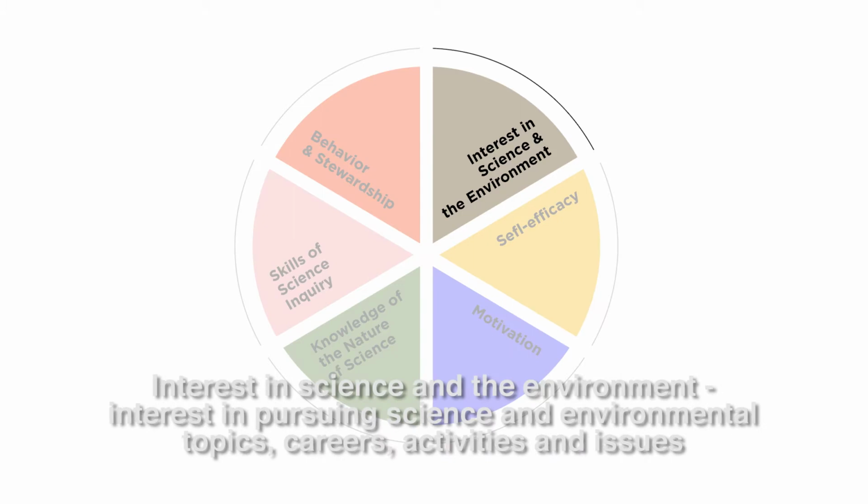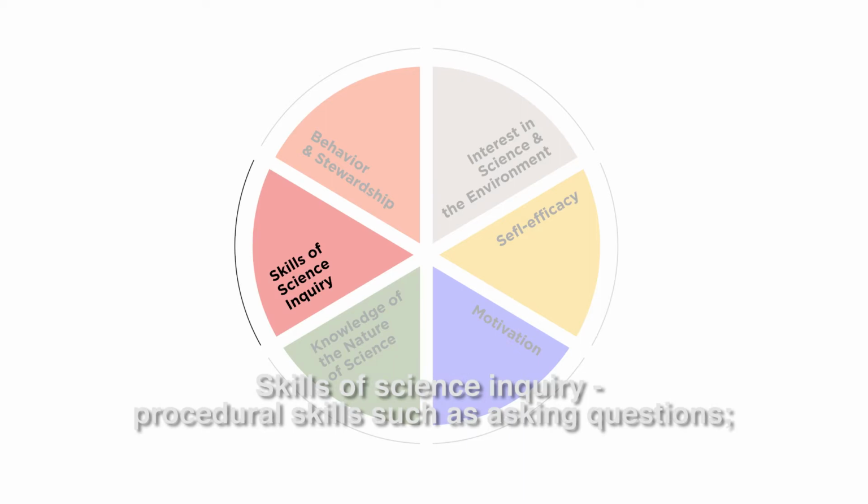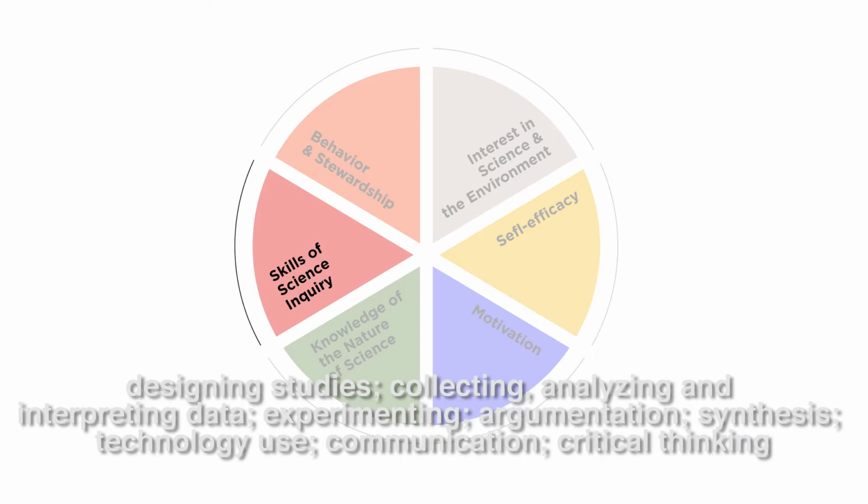Interest in science and the environment. This is the interest in pursuing science and environmental topics, careers, activities, and issues. Knowledge of nature of science. Understanding the scientific process and how science is conducted by researchers. Skills of science inquiry. Procedural skills such as asking questions, designing studies, collecting, analyzing, and interpreting data, experimenting, argumentation, synthesis, technology use, communication, critical thinking.